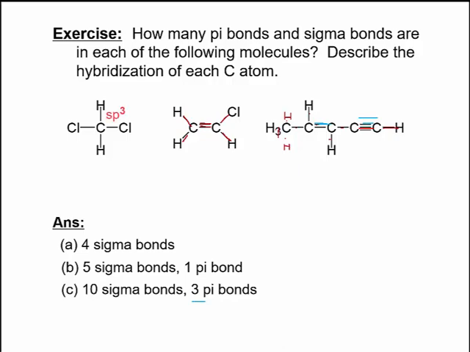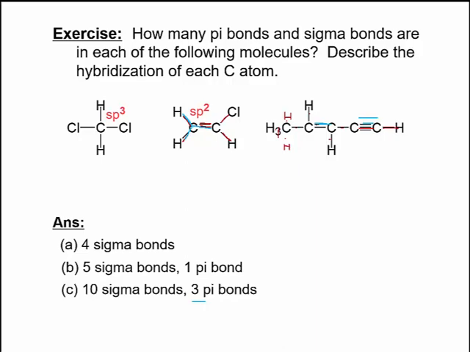Looking at the hybridization, this carbon is going to be sp3. It's got 1, 2, 3, 4 things around it. Its electron domain geometry is going to be tetrahedral. It's going to be sp3. Here around this carbon, that's going to be 1, 2, 3 electron clouds around it. I'm going to need 3 orbitals to do that. It will be sp2 hybridized.